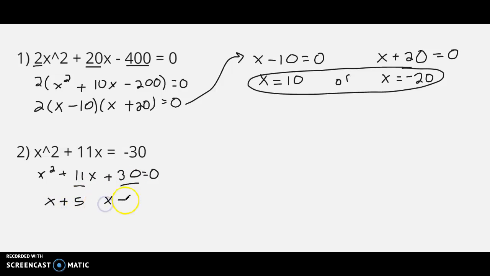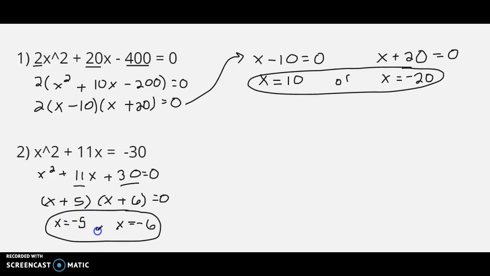So the two binomials that this turns into are x plus 5 and x plus 6. Set it equal to 0. Then just like on number 1, we're setting both of those expressions equal to 0. Hopefully you can see this okay. X plus 5 equals 0, x would have to be negative 5. X plus 6 equals 0, x would have to be negative 6. Two answers here, negative 5, negative 6.